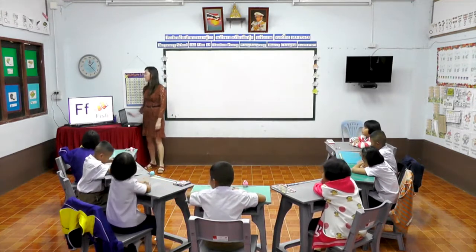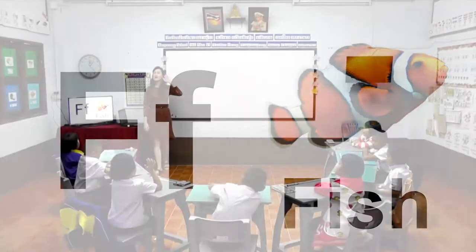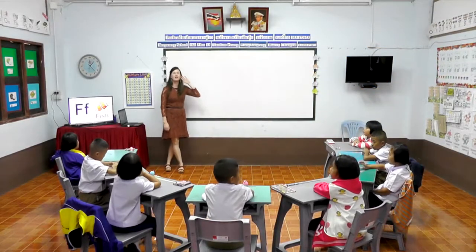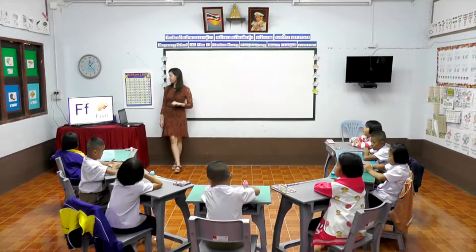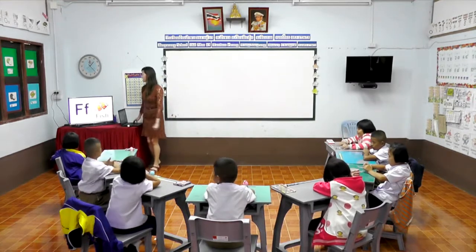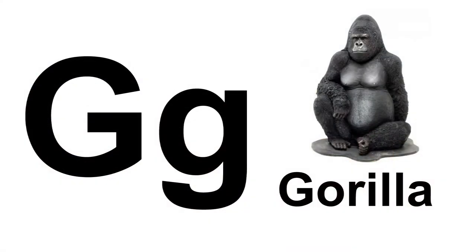Okay, next, what letter? F. And the picture for F is a? Fish. What's the sound for F? Fa, fa, fish. Good job. Great job.